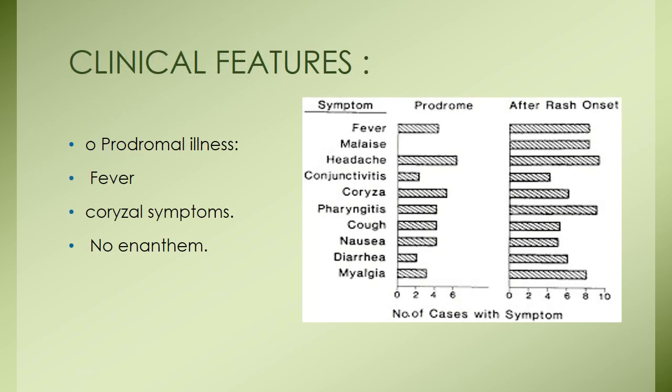After the incubation period, the prodromal phase starts, which includes fever, malaise, headache, conjunctivitis, coryza, pharyngitis, cough, nausea, diarrhea, myalgia. These are all symptoms which occur in any viral illness, so this is easy to memorize. There is no appearance of enanthem, that is, no rash on mucous membranes is seen in parvovirus B19.